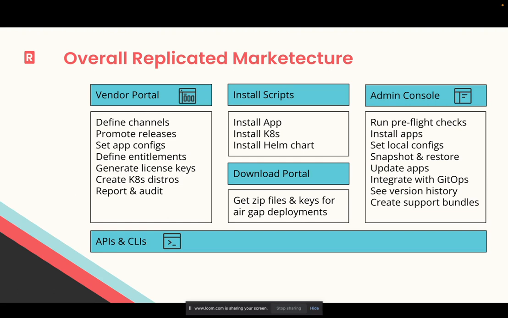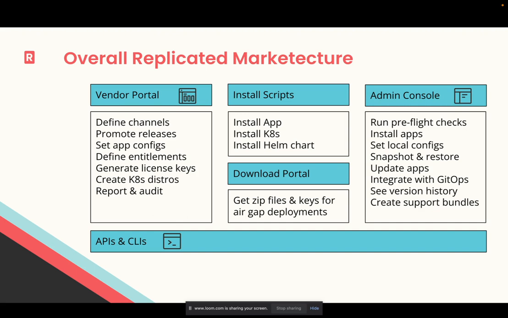Starting off with the vendor portal. This is where you'll define channels, you'll promote releases of your software, you can define application configurations, set up what entitlements go with different editions, generate license keys, create Kubernetes distros for your customers, and report and audit how they're using your software.